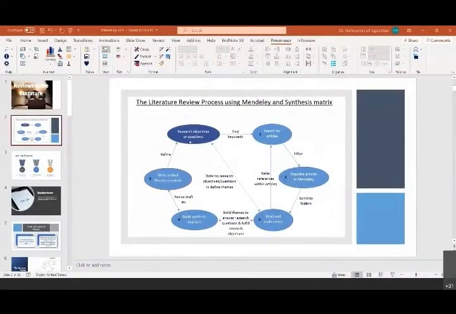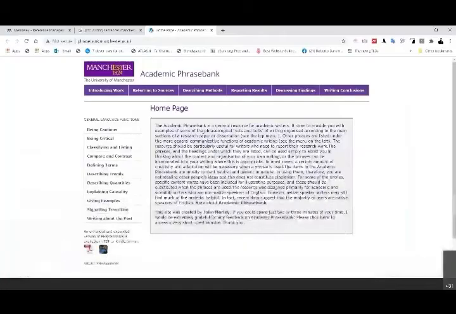Okay, we call it Academic Phrasebank. Have you heard this word? No, doctor. Not yet. Okay, you can check, because it can make you faster in terms of writing. Sometimes you want to think about the sentences but you can't get them. Maybe you can go to the Academic Phrasebank.